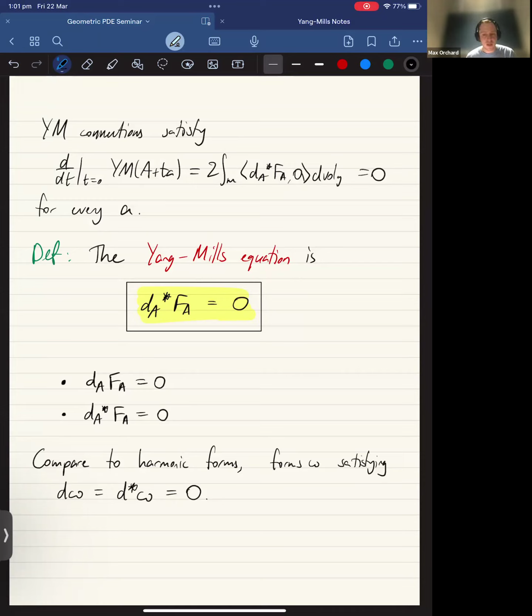Okay, there was one other example that I wanted to go over about how you can actually recover Maxwell's equations from this, but I think I'm out of time, so I'm not going to do that.